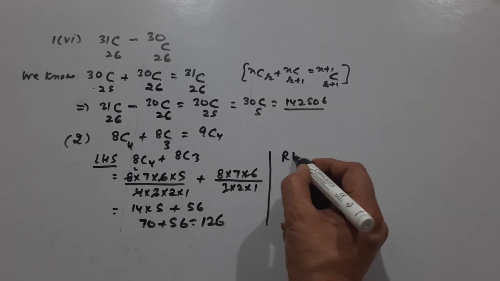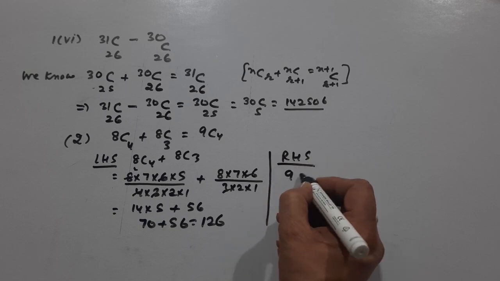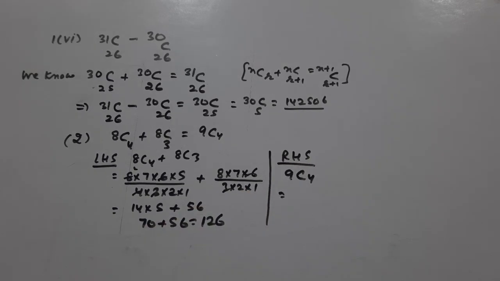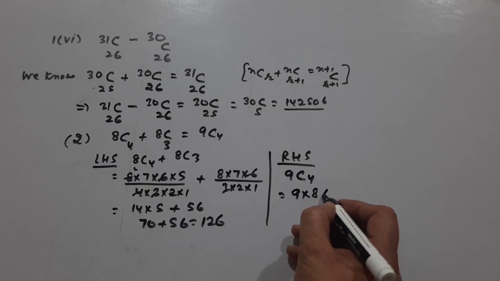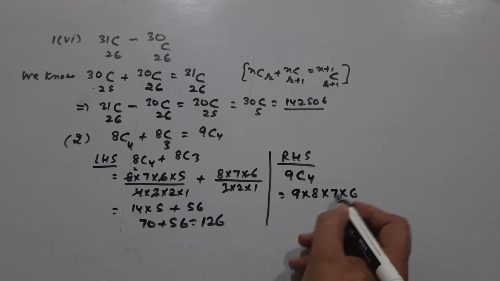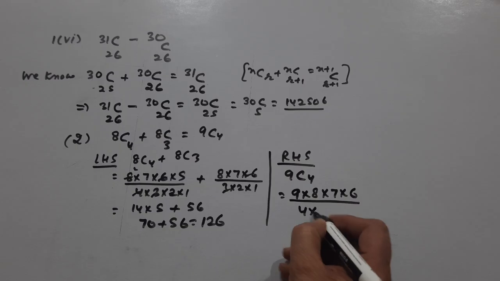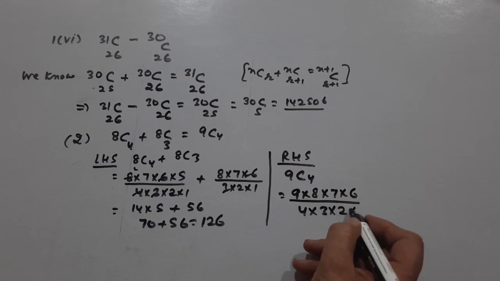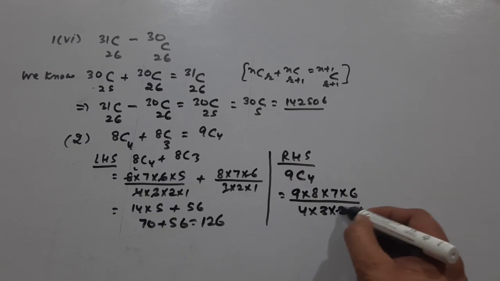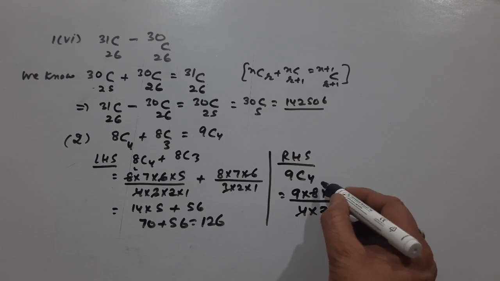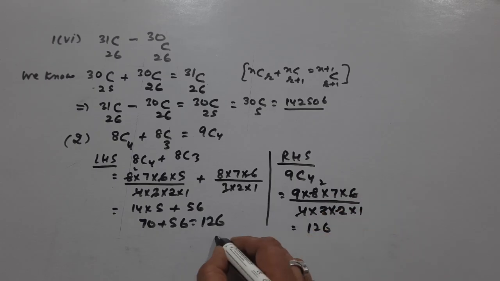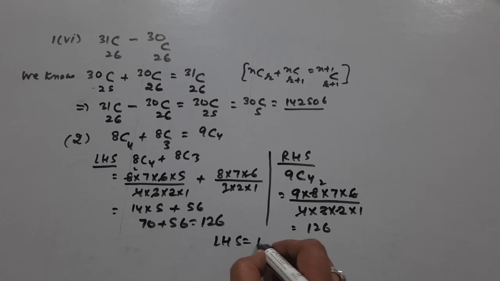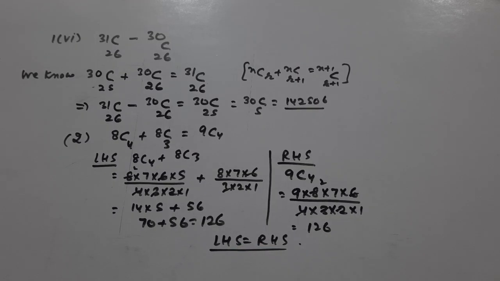Now take the right side. Right side is 9C4. Here we have 4, so write 4 terms: 9, 8 into 7 into 6 upon 4, 3, 2 and 1. So we get 126. So we can see left side equal to right side. So hence proved.